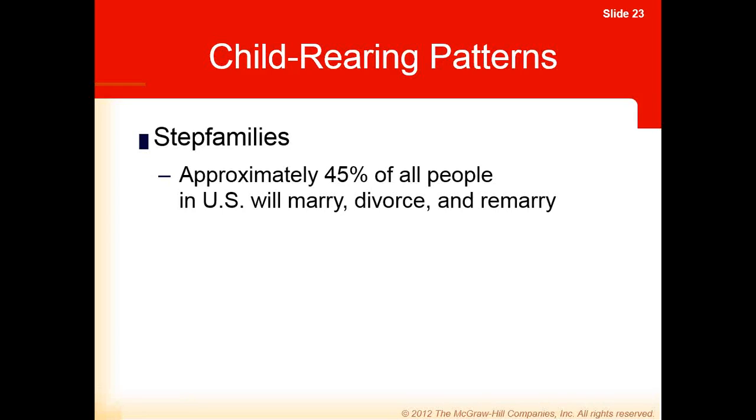Step families, or blended families, is actually a more appropriate term, because oftentimes it's not just having stepbrothers and stepsisters, it's also having half-brothers and half-sisters sharing one parent but not both parents. So blended families is the more widely used term now, that encompasses step siblings but also half siblings. As I said, the average number of marriages for a person who's been married at least once is 2. Approximately almost half our population will marry, divorce, and remarry.